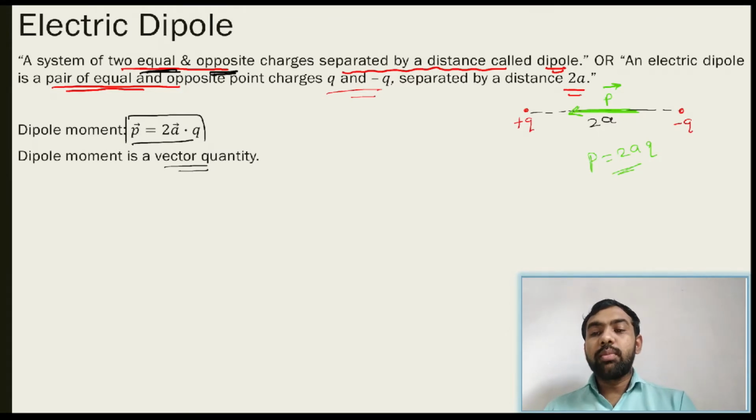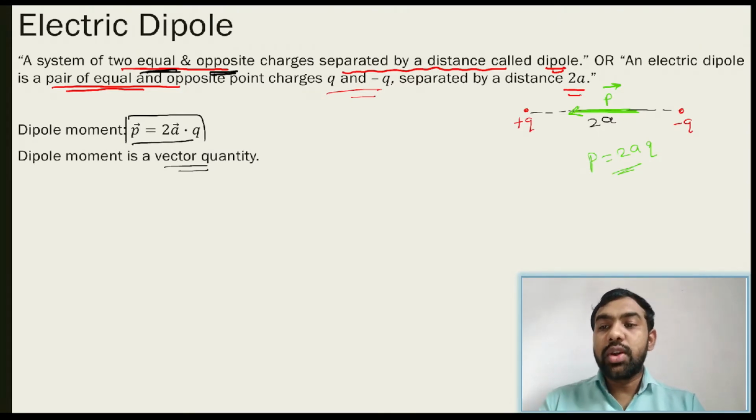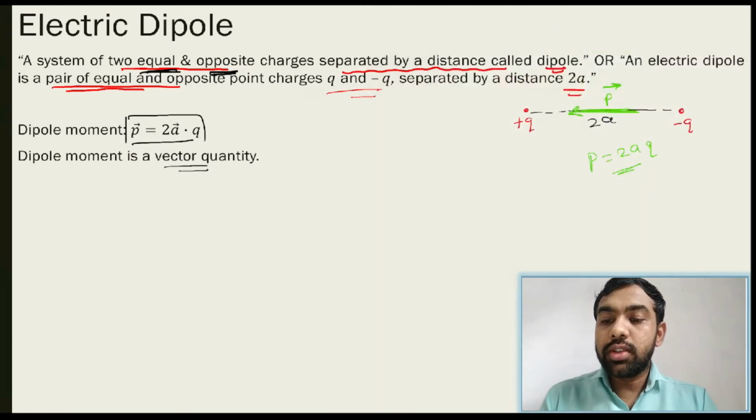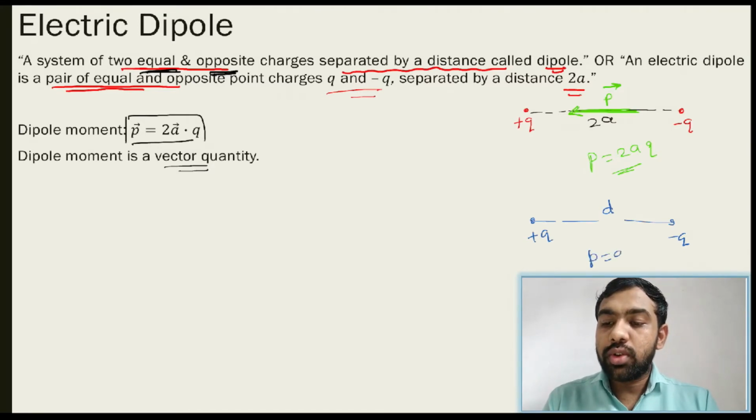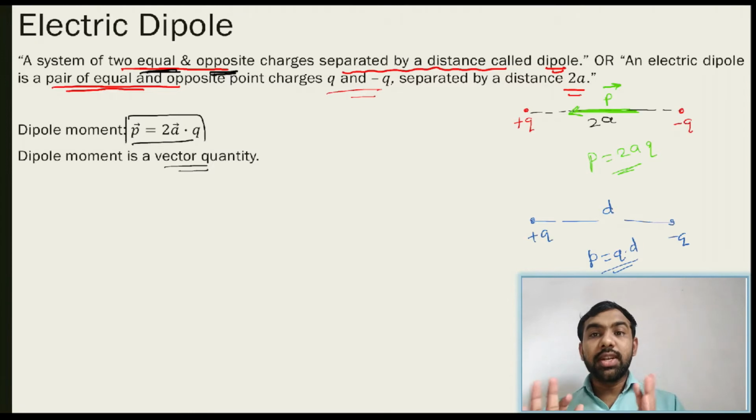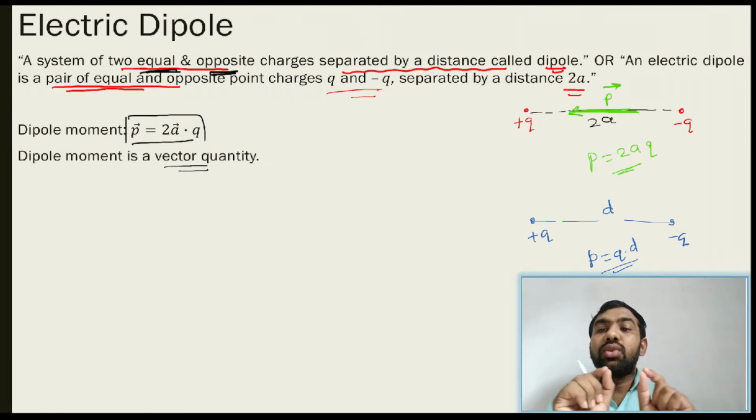2aq. But we do not only consider 2a every time. 2a means the distance between the two charges. If you consider this type of situation, here this plus q and here this minus q, and the distance between them is d, suppose, then the dipole moment is q into d. You must understand it. q means the magnitude of charge, and the direction of a dipole moment is from minus q to plus q. Okay, so this is the simple definition.